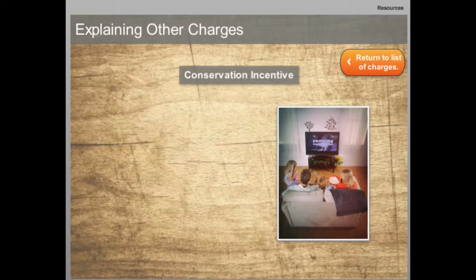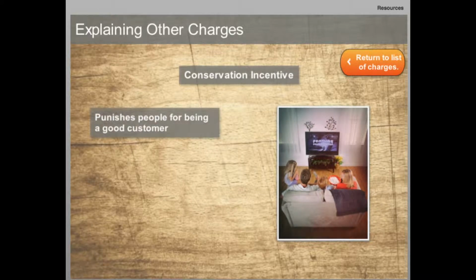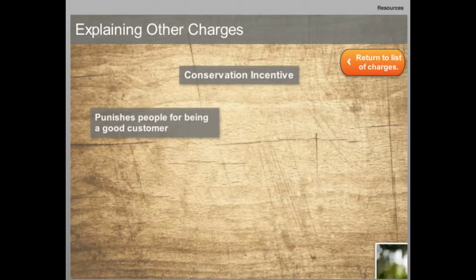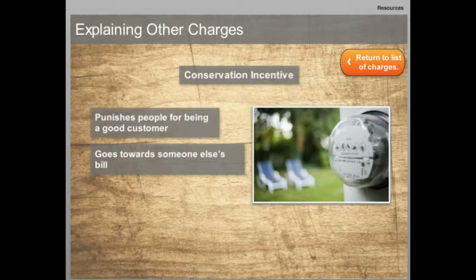If the customer's usage is above average, they'll see a conservation incentive charge. This is essentially an additional charge for being a good customer. The utility then uses some of those funds to credit customers who have below average usage.